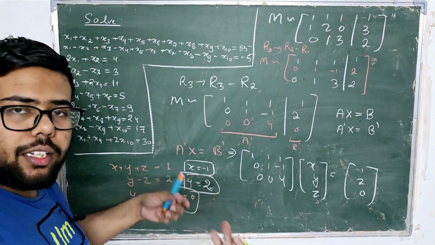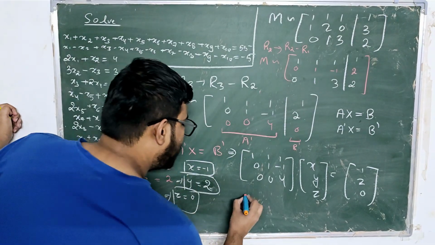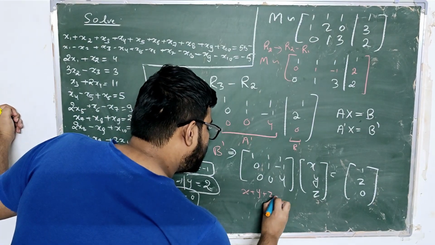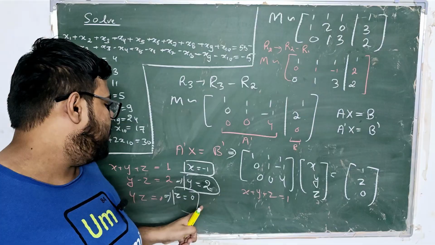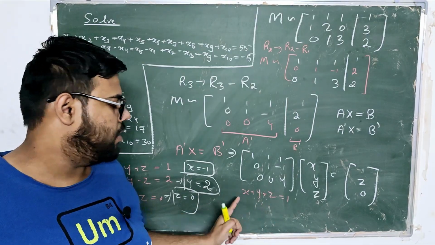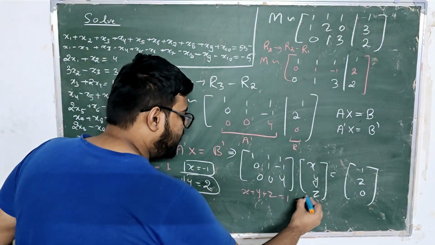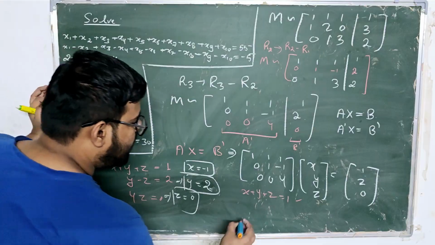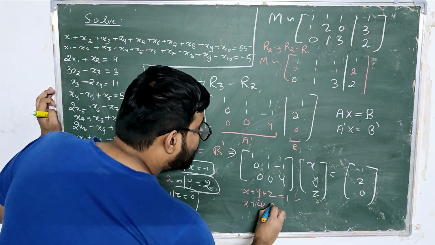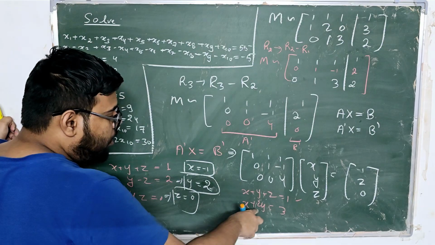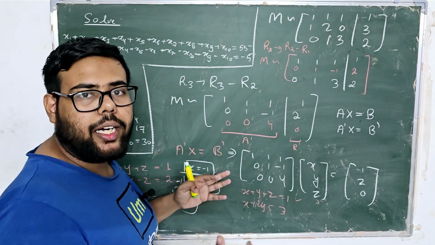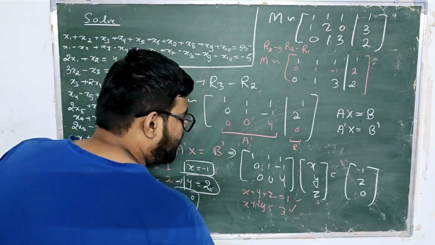So what was the original equation? It was x plus y plus z is equal to 1. When you substitute y as 2, x as negative 1 and z as 0, you will get this equation satisfied. This is correct. Now what is the second equation? x plus 2y is equal to 3. Now x is equal to negative 1, so negative 1 plus 2 times 2 is 4 minus 1, which is equal to 3. So this is also correct.